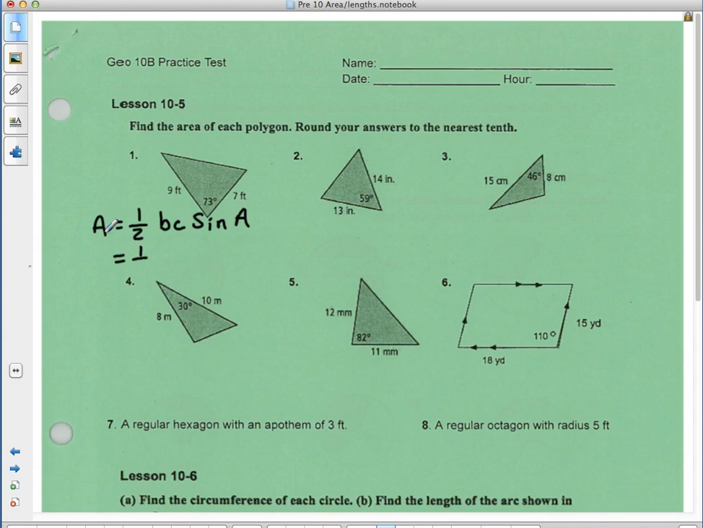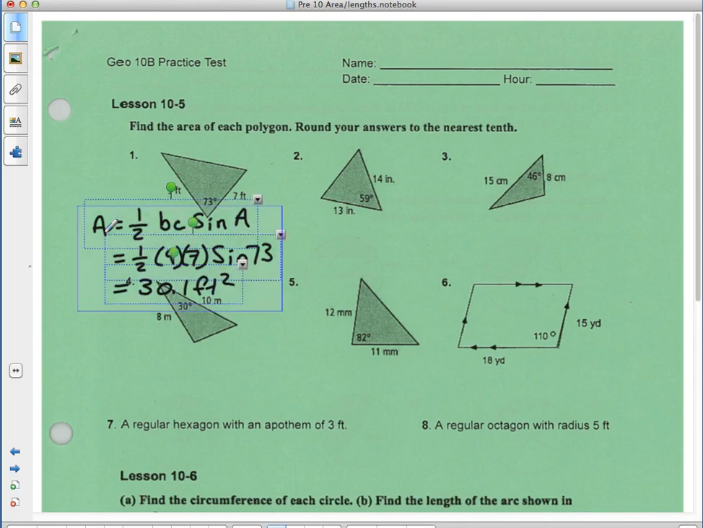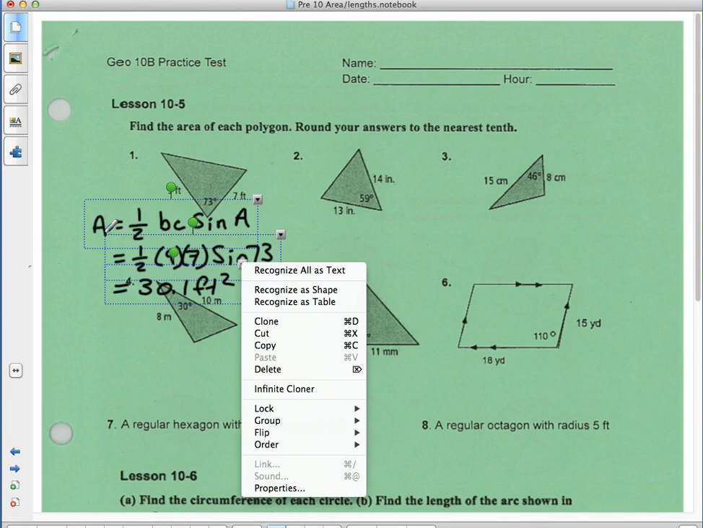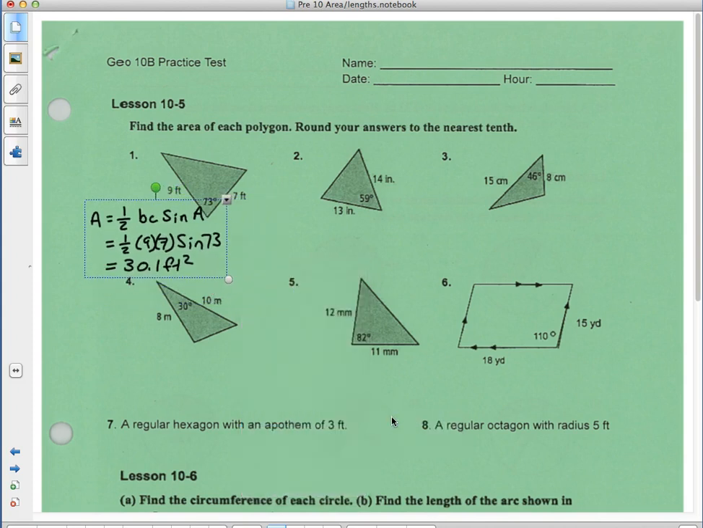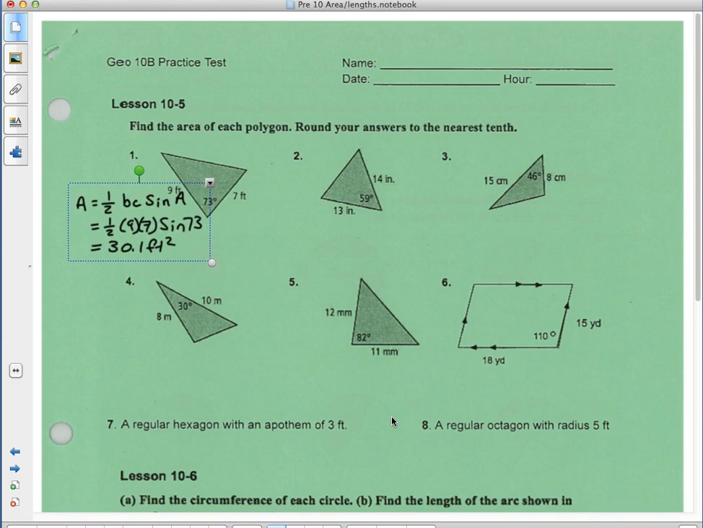So I have 1/2 times 9 times 7 times sine of 73. That value, after I pop that in my calculator, is going to be 30.1 feet squared. So this is equal to 30.1 feet squared when I'm done with that. Okay, and we are going to group that information together. Bring that down and put it there so we can see it for the rest.